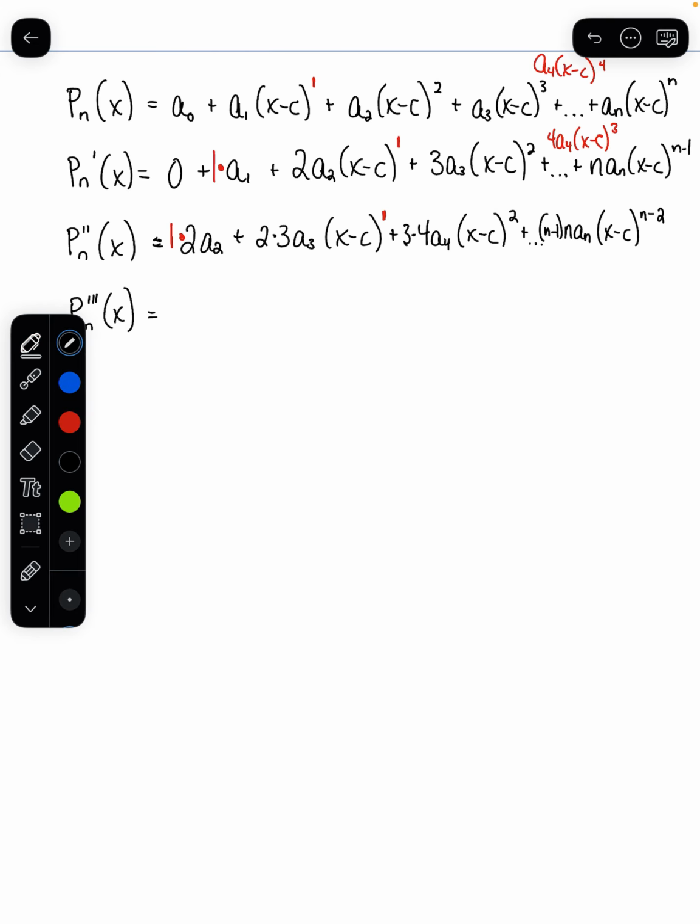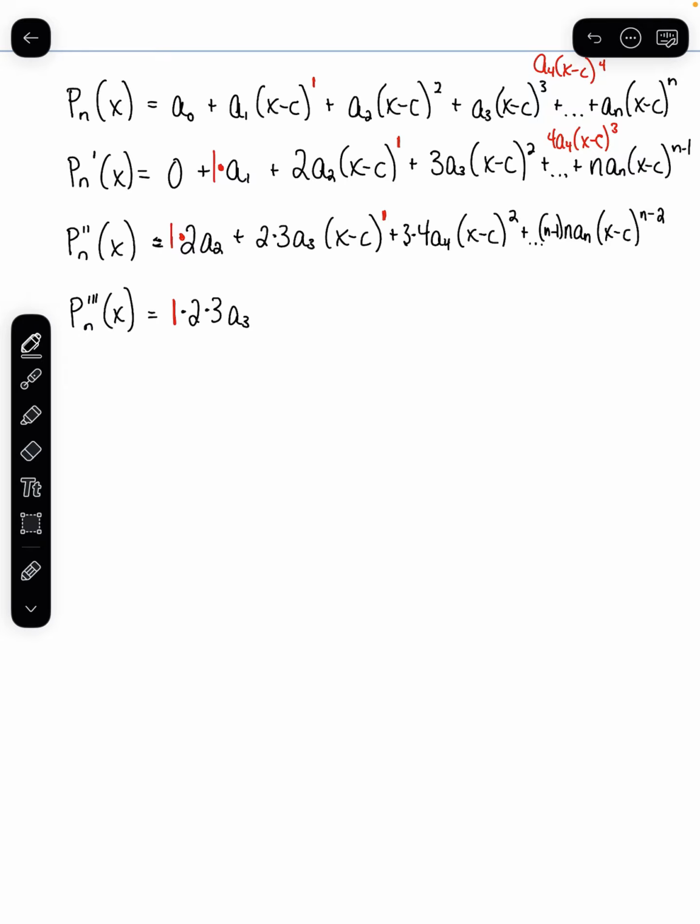Well, that's going to happen again in this third bit. The 1 is going to come down in front, where we have the 2 times 3 times a sub 3. And then the power on the x minus c drops to 0. For the next term, we're going to have the 3 times 4 times a sub 4. The power of 2 comes down in front, and the power drops to a 1.